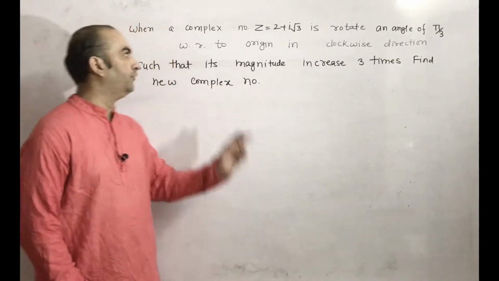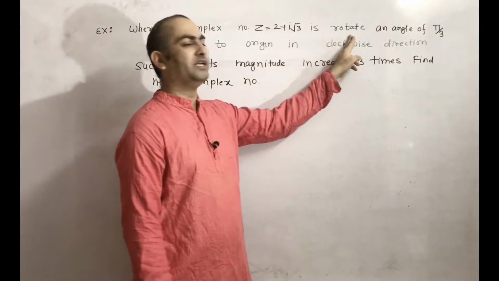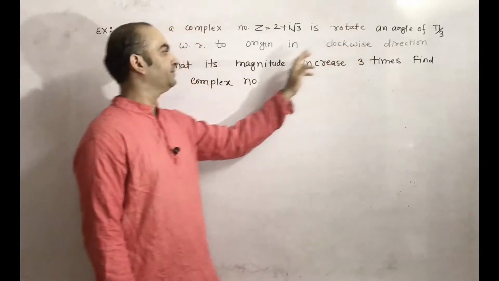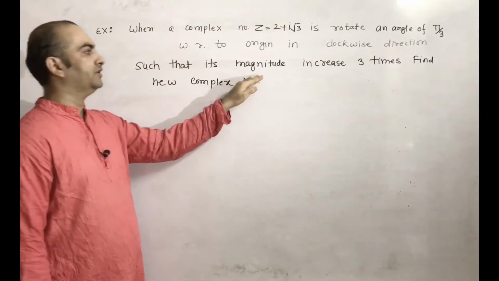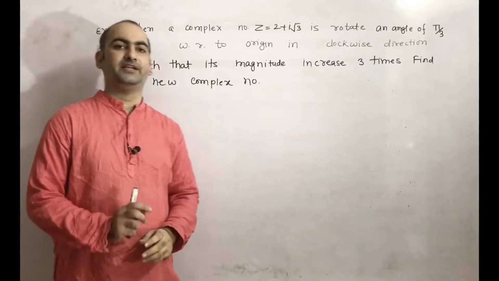Next problem: when a complex number z equal to 2 plus iota root 3 is rotated at an angle of pi by 3 with respect to origin in clockwise direction such that its magnitude increases 3 times, find the new complex number. तो हमें ये फाइंड करना है. Now solution.